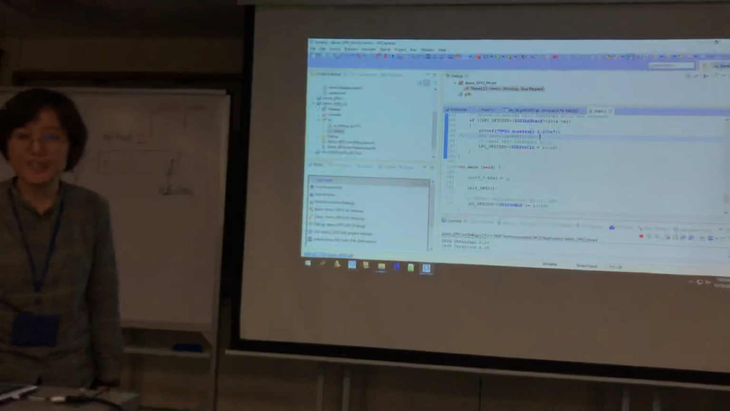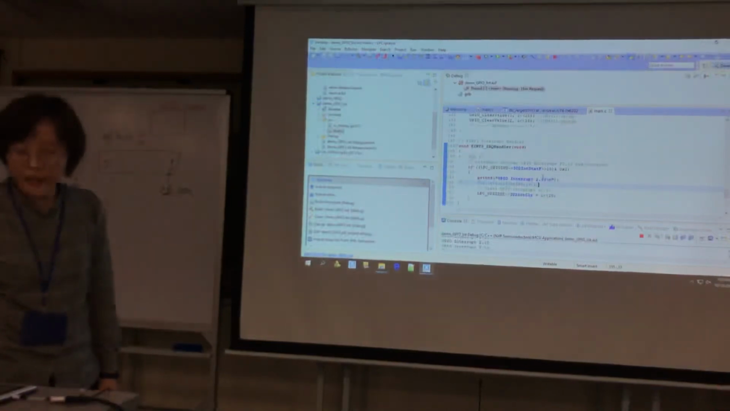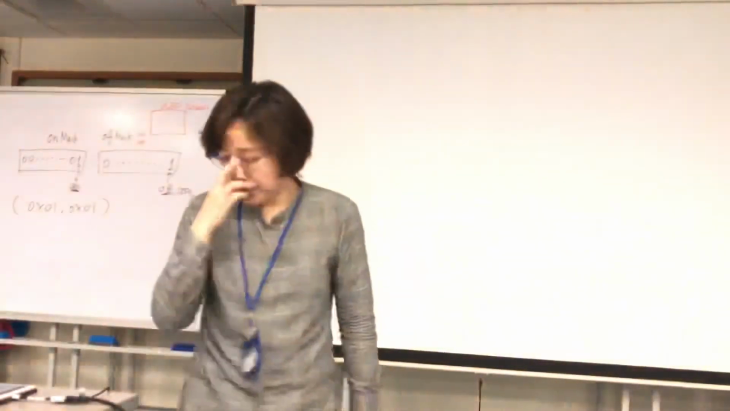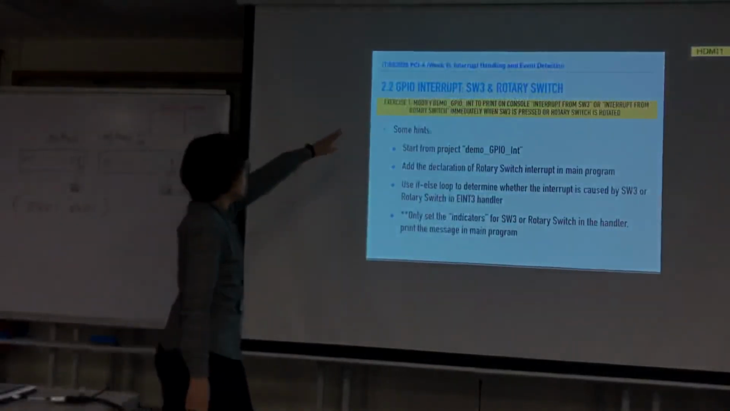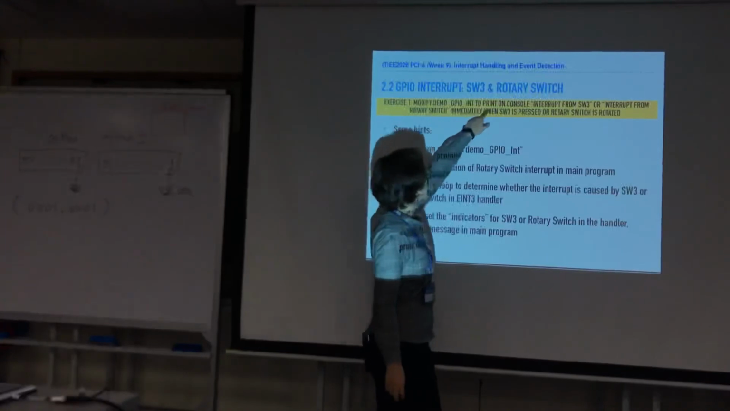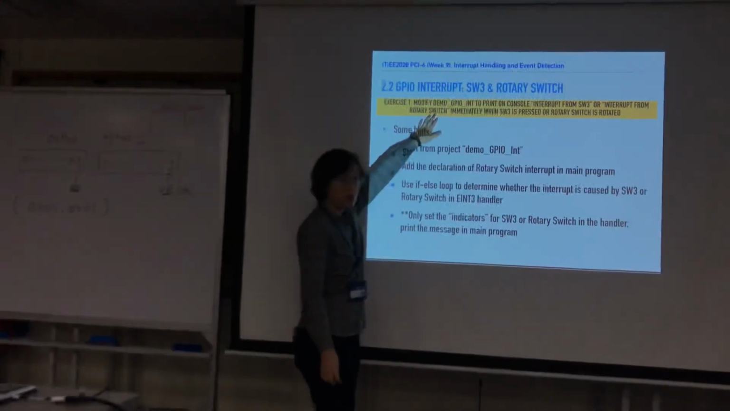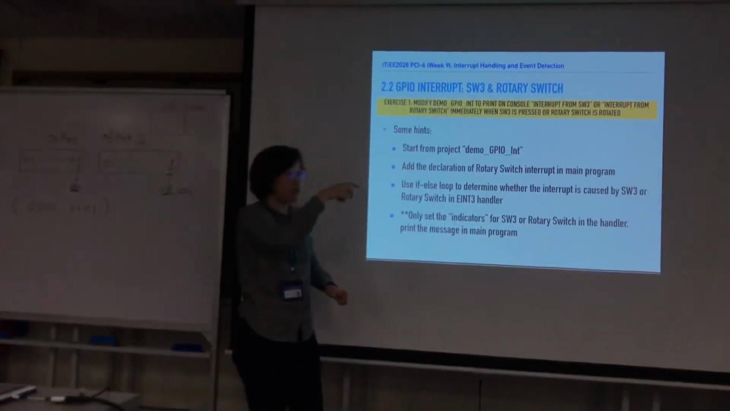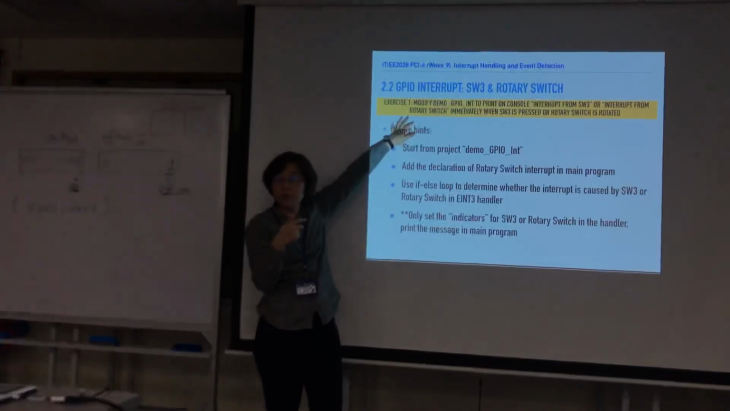The code here is given. So open this, run this, and understand this. And then I want you to modify from this. I give you an exercise: I want you to modify this to print on the console 'interrupt from SW3' or 'interrupt from rotary switch'. Whatever you just saw printed out is actually from your SW3. Now I want you to introduce one more device, your rotary switch, as an interrupt also.